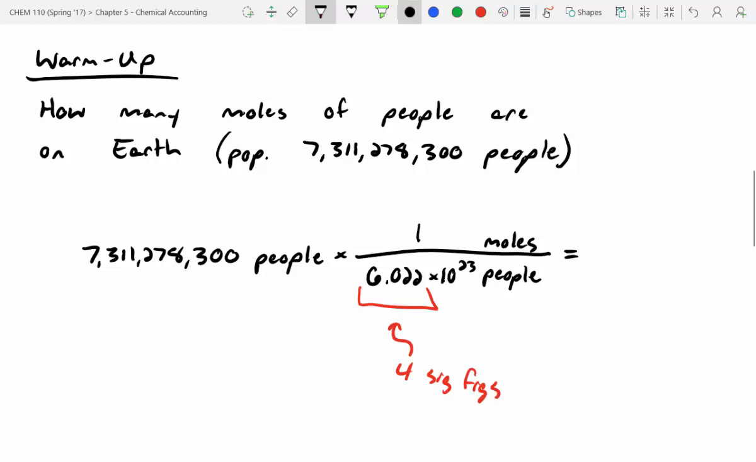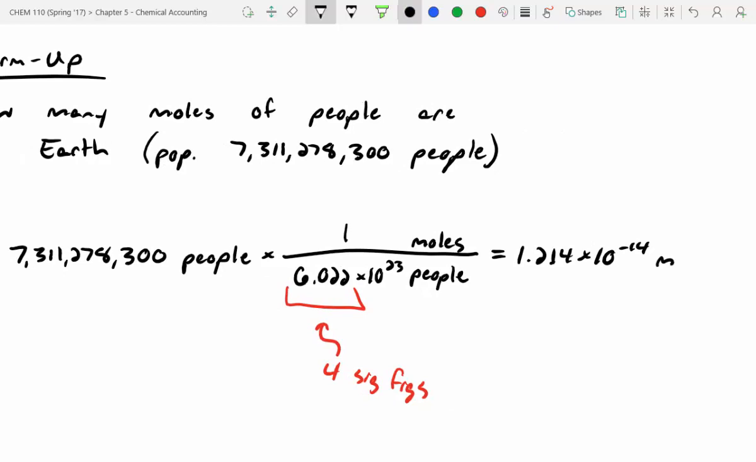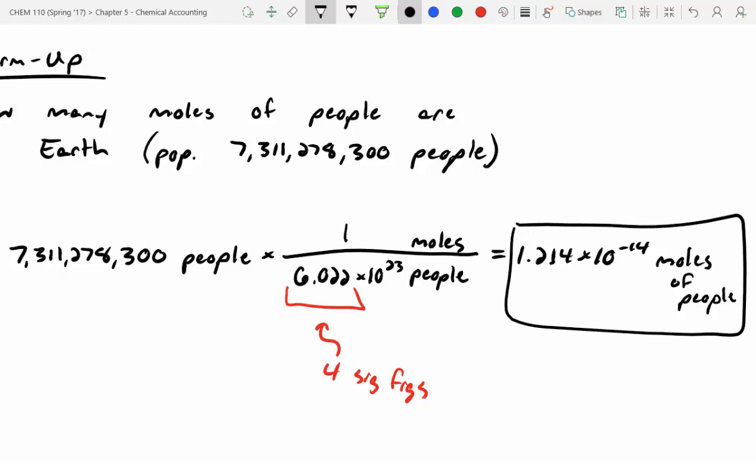Okay, so let's plug this into a calculator. Does anybody want to help me out? 1.214 times 10 to the negative 14th. Yep. And this would be moles of people. Normally, chemists only use moles for counting molecules or atoms, not people, but this is an example of how you can apply it for anything. It's a pretty easy unit conversion.